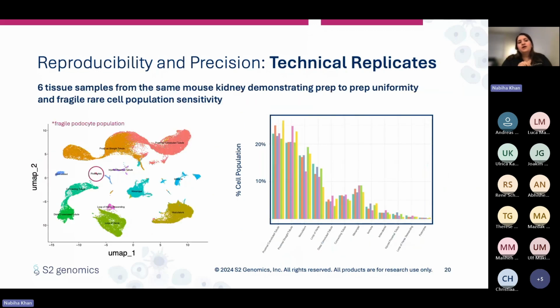But in the interest of saving time, I didn't delve into those 2 different sample sets, but for this meeting, let's discuss technical replicates a bit more in detail. A mouse kidney was divided into 6 parts and processed on the Singulator using the NIC+ cartridges. Results showed high reproducibility and demonstrated isolation, again, of the expected cell types and uniformity across the 6 technical replicates. We were even able to see a rare and fragile podocyte population.